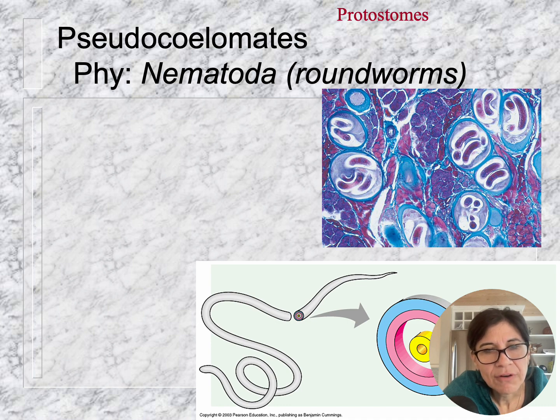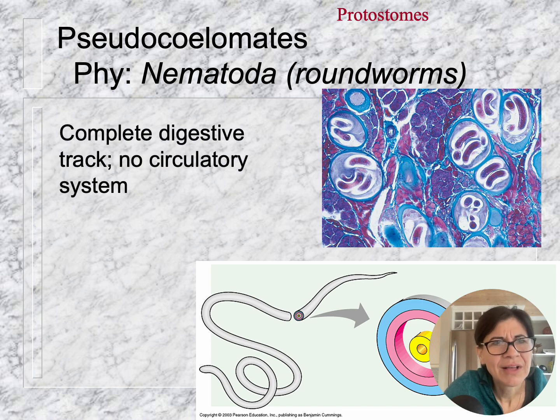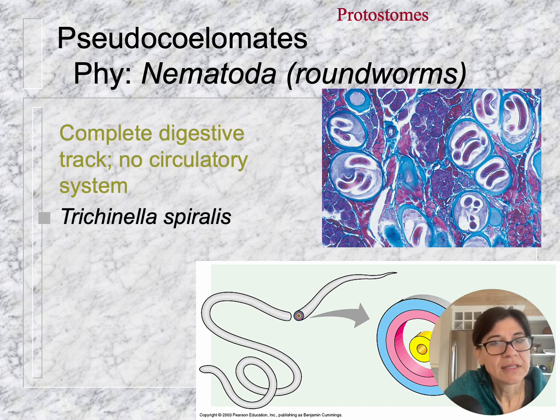The reason they're a false coelom is because if you look at this cross section, there's an opening, but remember, it's not covered by mesoderm on both sides. These have a complete digestive tract, which means mouth and anus. They don't have a circulatory system, so the nutrients are just in the fluid-filled body cavity, and via osmosis and diffusion move into the cells. Trichinella spiralis is a parasite found in pork. This is what this picture is here. That's why they tell you to never undercook pork, because that's how you get this parasite.